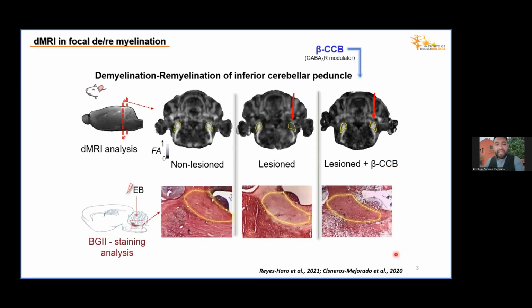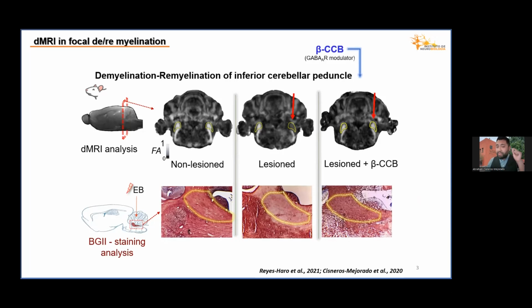Moreover, these findings correlate well with the histological analysis made with a specific myelin stain. The stain is black gold and stains in red color all myelinated regions. As can be seen in the parasagittal sections, the region of the inferior peduncle is indicated in control, injured animals, and injured animals plus pharmacological treatment. You can see in the lesioned animals a lesser degree of stain. This indicates demyelination, but this is recovered when the animals are treated with beta-CCB. There is an improvement of myelination.